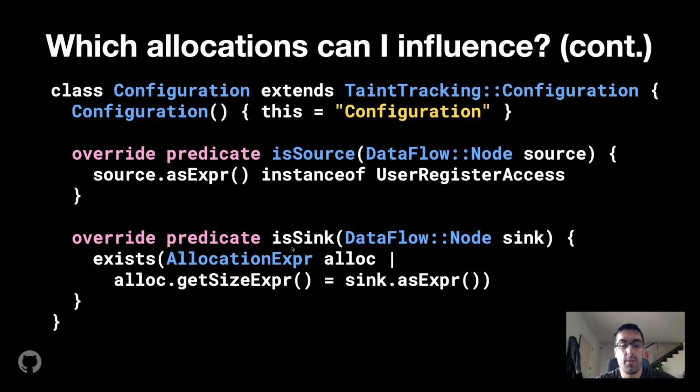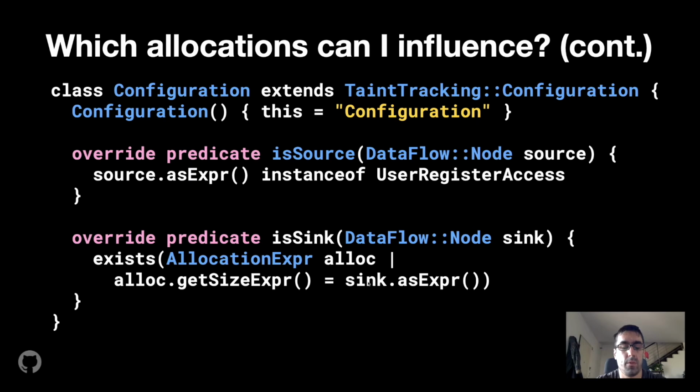So now that we have linked our kernel allocation primitives, and QL is aware of them, we can use the class allocation expression to show us where there is an allocation whose size is tainted. We have basically implemented the isSink again, but in this case we are going to get all the allocation expressions, and we are going to get the size expression, and we are going to match it to our sink.